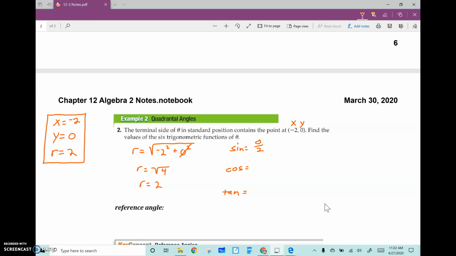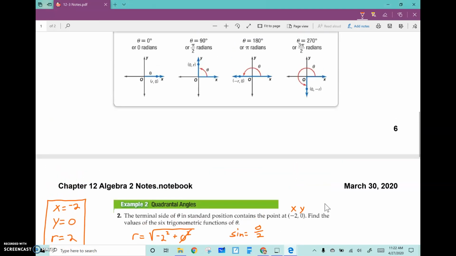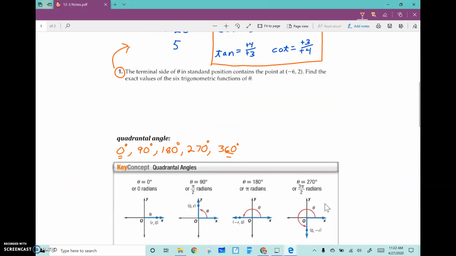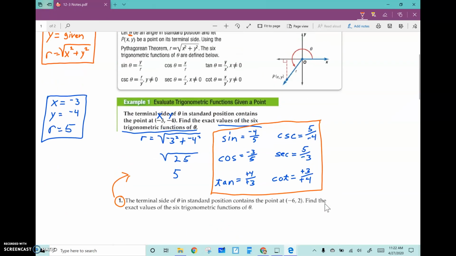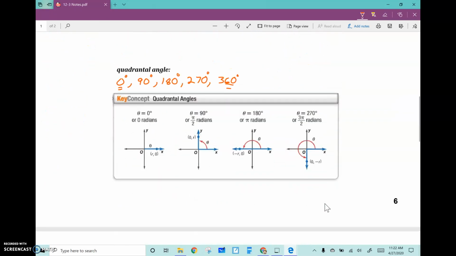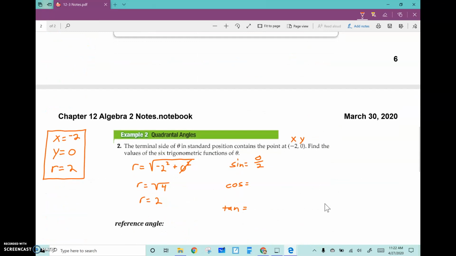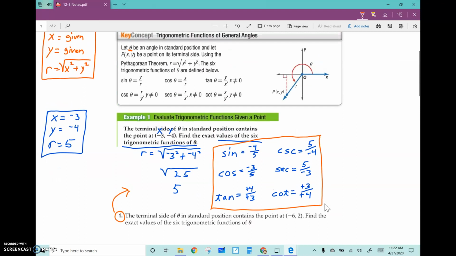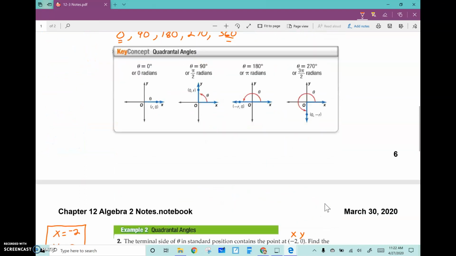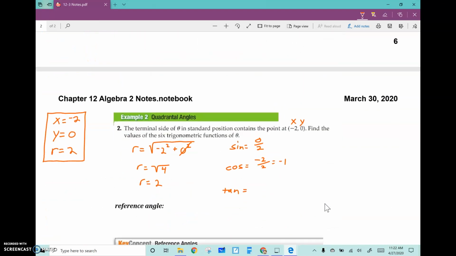All right, and if we look up here at cosine, sorry if the video jumps, I had to stop for a minute. Cosine is going to be x over r. So we'll go down, and x over r is -2 over 2, which is going to be -1. Tangent is y over x. So I've got y over x, 0 over -2.